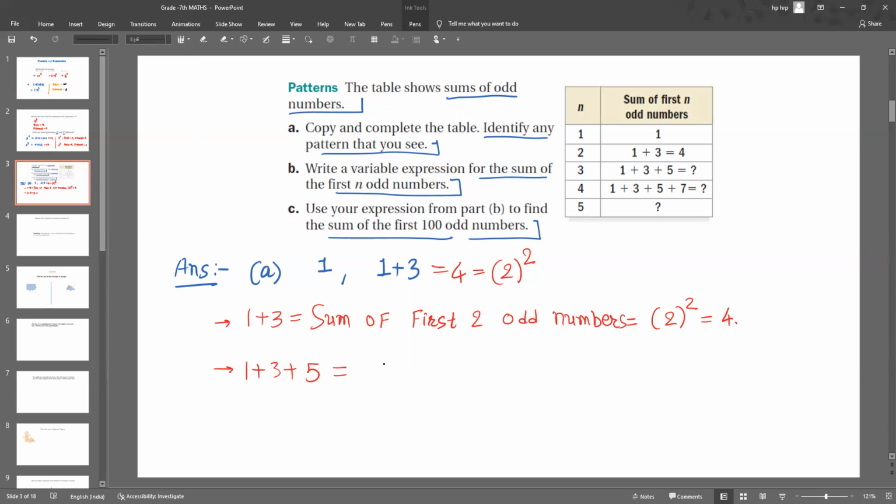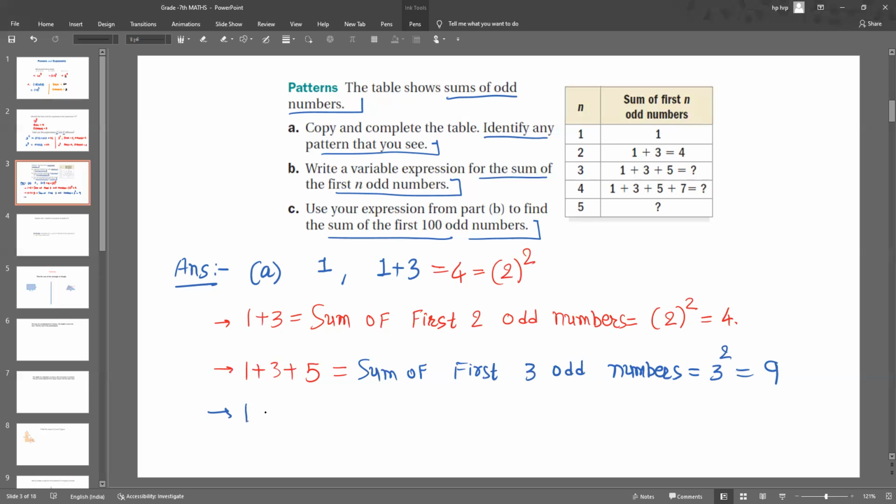Without adding, it would be 2 to the third power? No, it would be 3 squared. 3 square, because here we have the sum of the first 3 odd numbers. So the sum of the first 3 odd numbers means 3 square, and that is 9. You can see that 1 plus 3 is 4, plus 5 is 9.